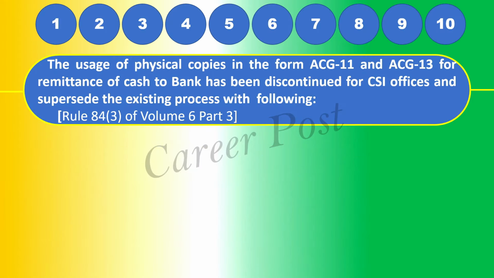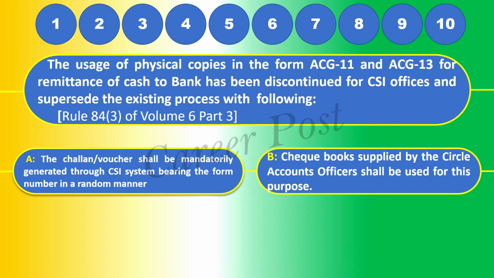The usage of physical copies in form ACG 11 and ACG 13 for remittance of cash to bank has been discontinued for CSI offices and supersede the existing process with the following. Rule 84(3) of volume 6 part 3. A. The challan voucher shall be mandatorily generated through CSI system bearing the form number in a random manner. What you have to remember is that the usage of physical copies in the form ACG 11, 13 is for remittance of cash to bank. Earlier they used to have ACG 11 and 13, but they have been discontinued, banned for CSI offices, and supersede the existing process with the following.